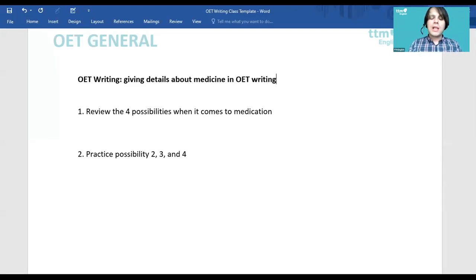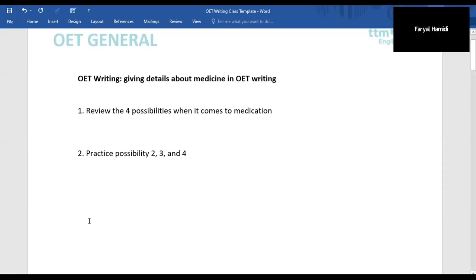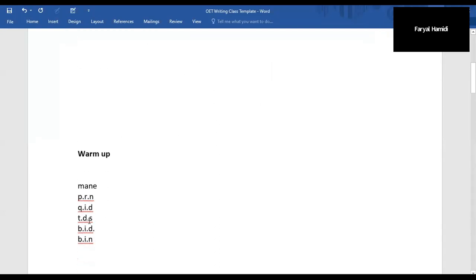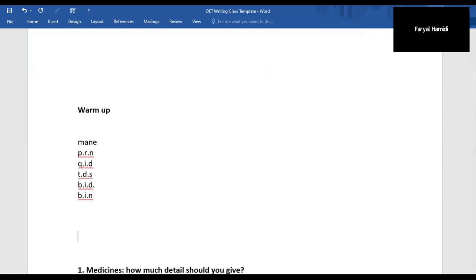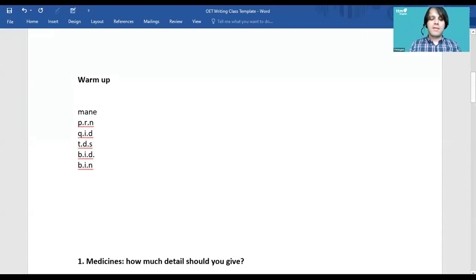I'm going to start with a little warm-up. I'm going to show you some acronyms for medicine, and all you have to do is tell me what it means. It should be quite easy for most of you. Are you ready for the warm-up? Yes. Good. I'm going to give you about 30 seconds of thinking time, and then I will be asking specific people what this means.